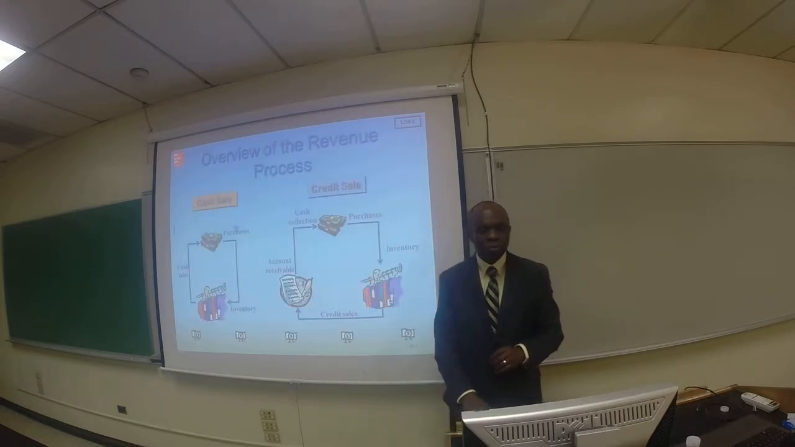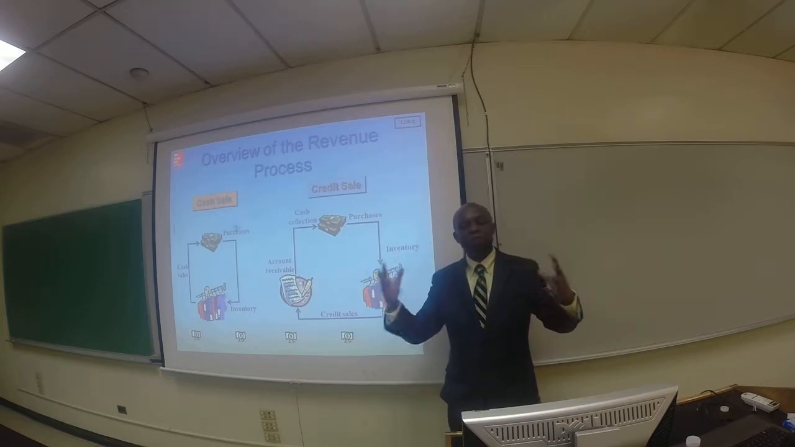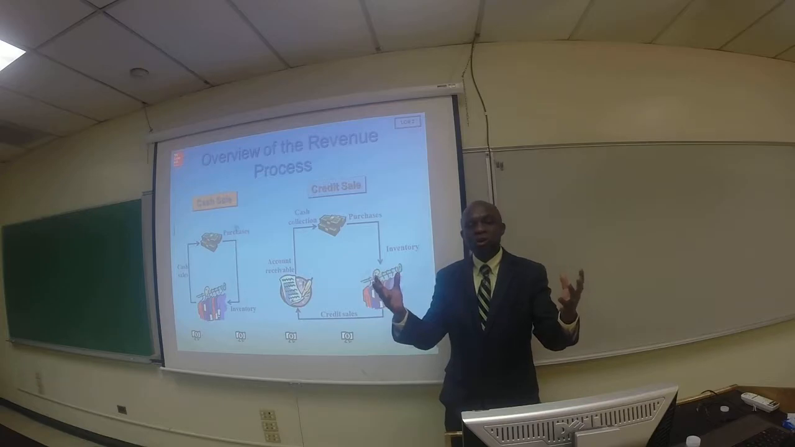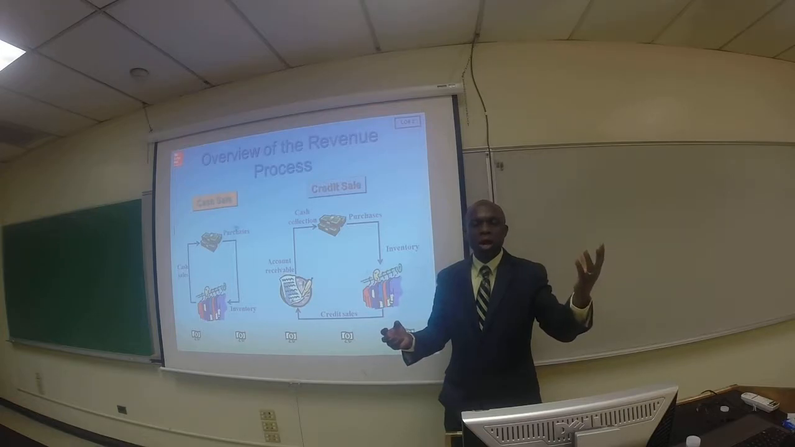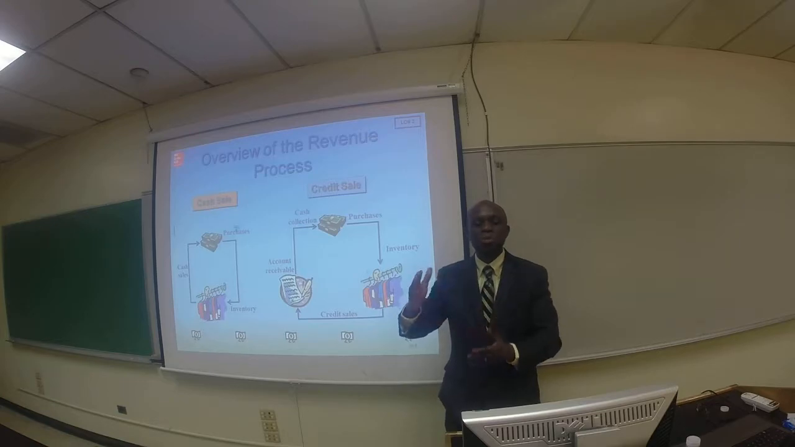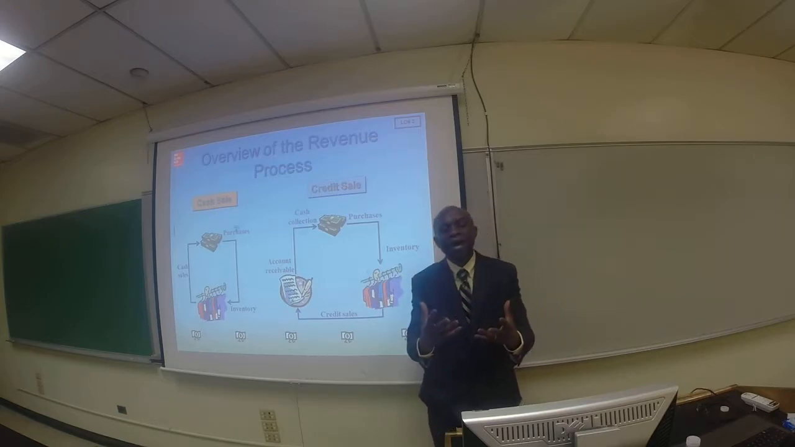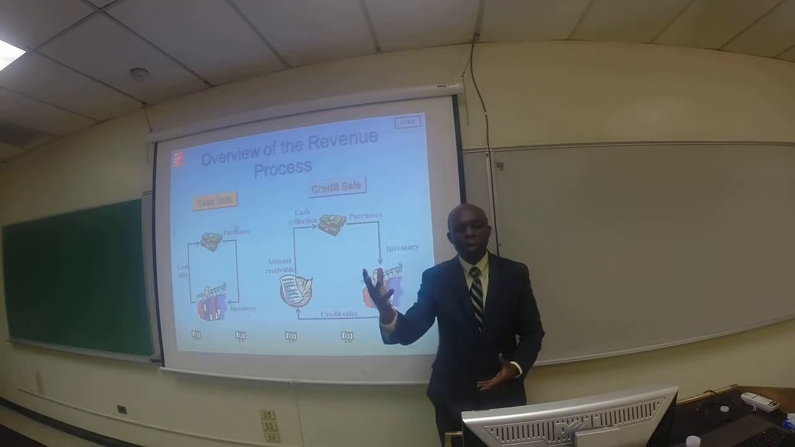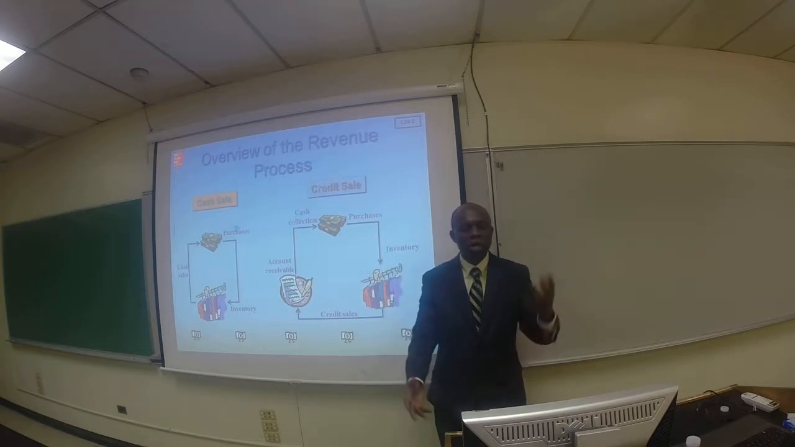Now, moving along, let's take a look at the overview of the revenue process. When we earn or recognize revenue, we deal with our customers in one of 2 ways. We either sell them goods on cash or on credit. The cash sale is very simple, straightforward. What happens? We buy inventory and we sell for cash. So we pay cash for the inventory, we receive cash from the customer, case closed.